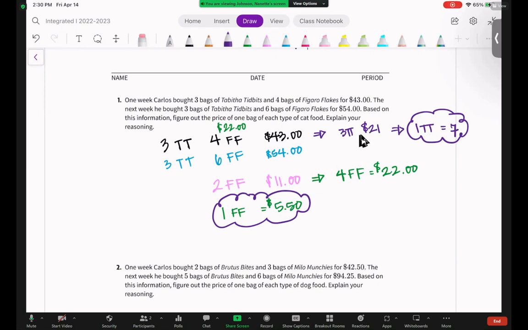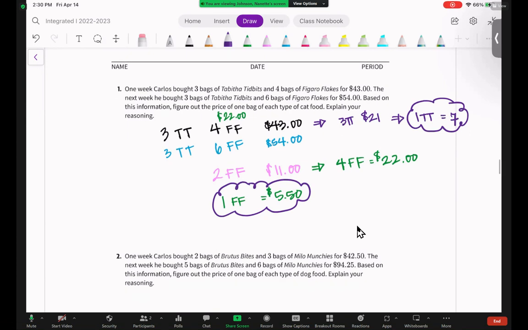So that implies that if 3 of them cost $21, that means 1 of them costs $7. Okay. See if you can explain this all out in your own way. It doesn't have to be this way; this is one of the ways. There's probably like 10 other different ways. But see if you can do this on your own.